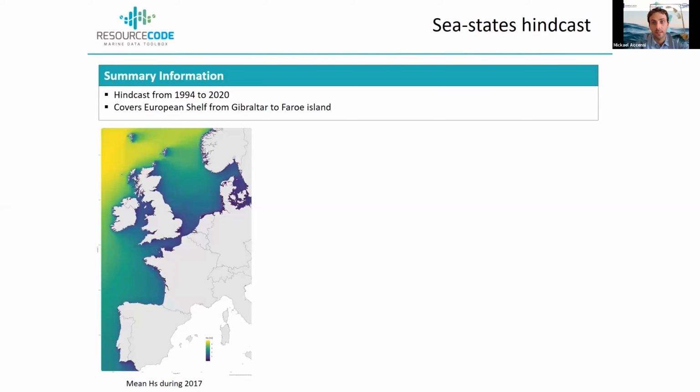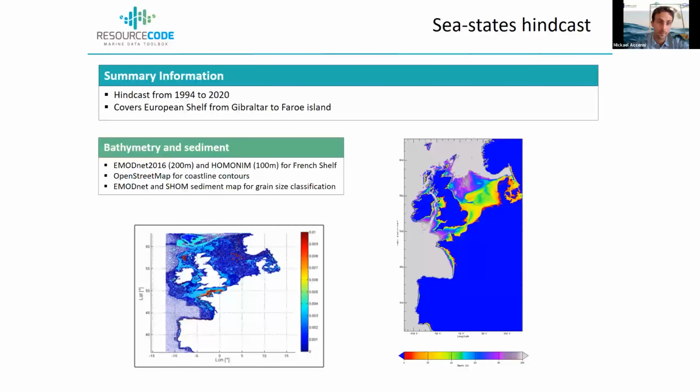This hindcast covers the European shelf, as you can see in the figure here. It goes from Gibraltar in the south up to the Faroe Islands in the north, and from 1994 up to 2020. The idea is to maintain this hindcast by doing yearly updates to get the latest years done also. Next slide, thanks.